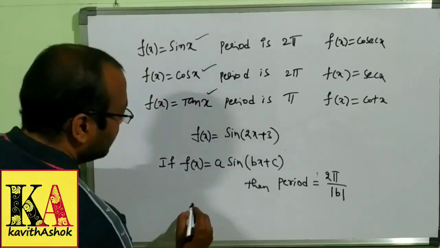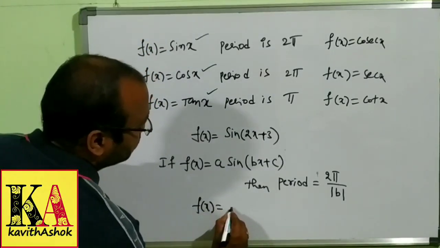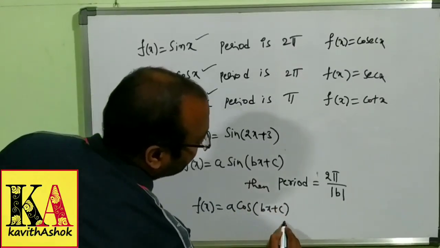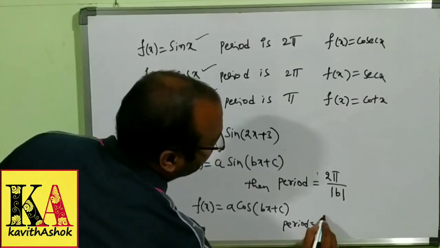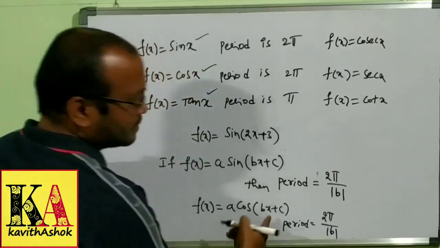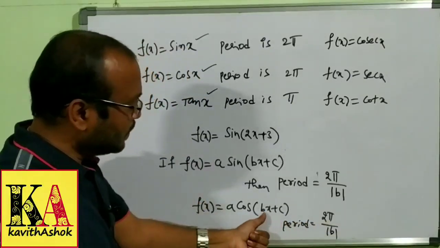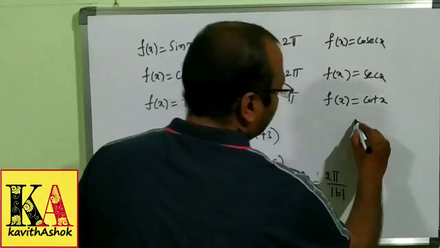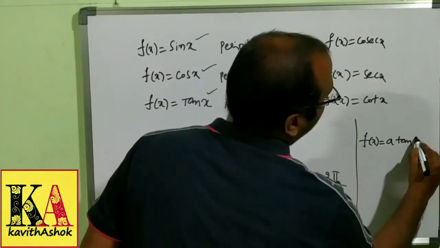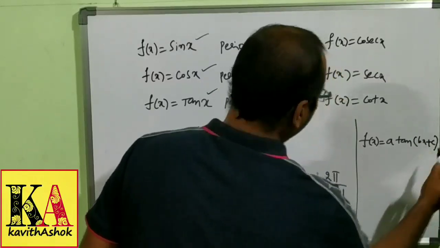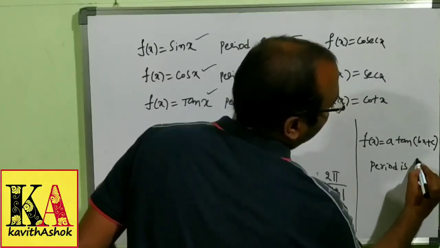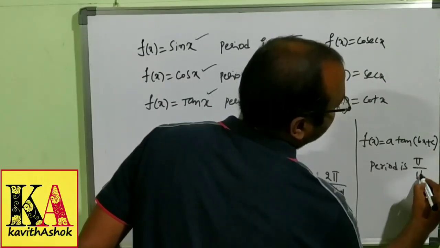In the same manner, if f of x is equal to a cos bx plus c, then the period will be 2 pi by mod b. Why? Because cos x period is also 2 pi, and the x multiple is b, so we take mod b. Now if f of x is equal to a tan bx plus c, then the period will be pi by modulus of b.